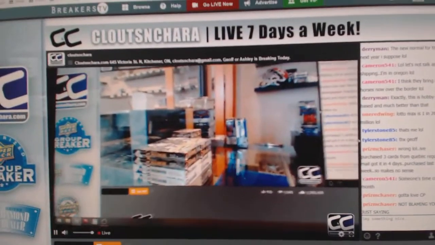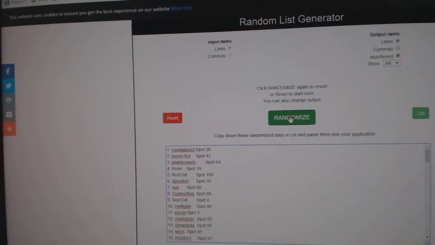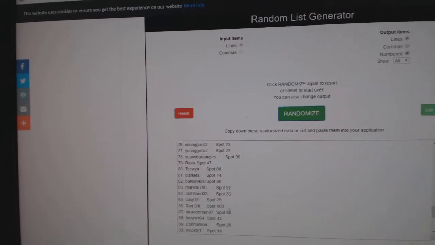Here we go, starting off CNC break number 11,136. Three times. One, two, three.